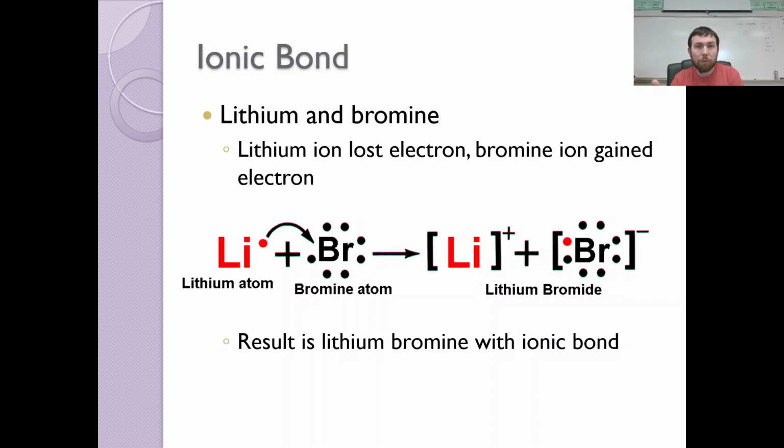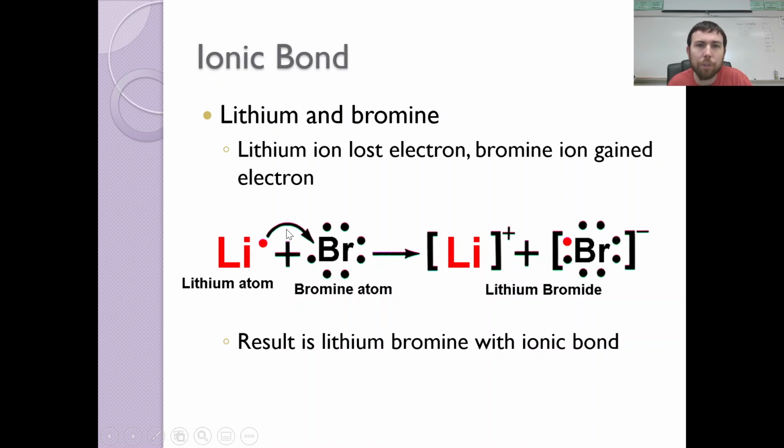Here's another example. So we've got lithium and bromine. Lithium is in group 1. It's one of our alkali metals, which means it's in the first column on the periodic table. And then bromine is a halogen, which means it's in column 17 or 7A on the periodic table. So again, we've got a lithium atom, bromine atom. Lithium has 1 valence electron, bromine has 7.